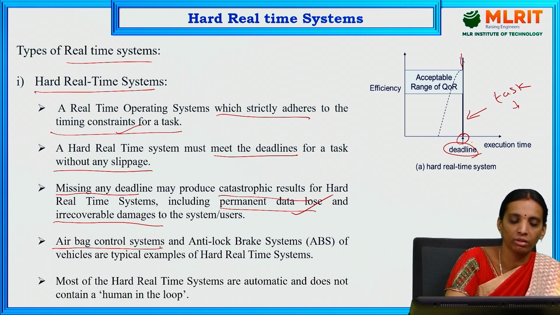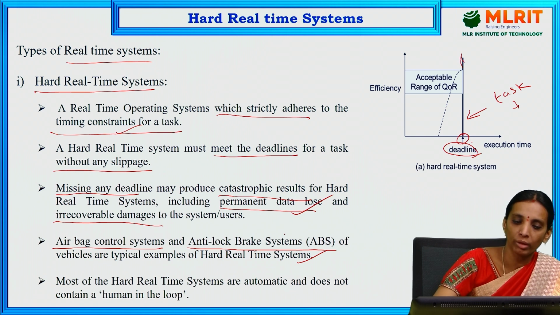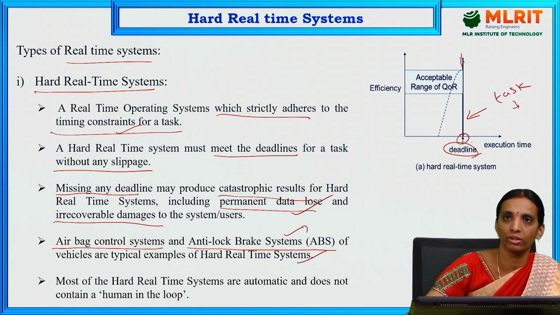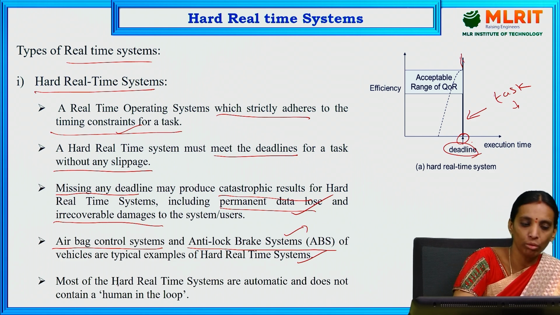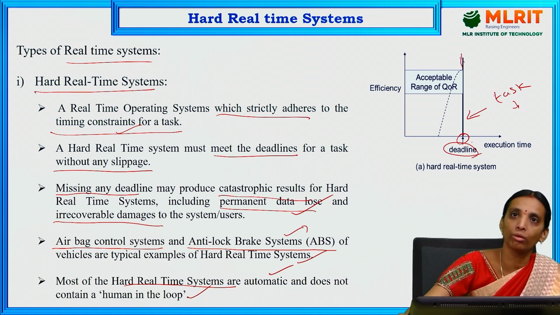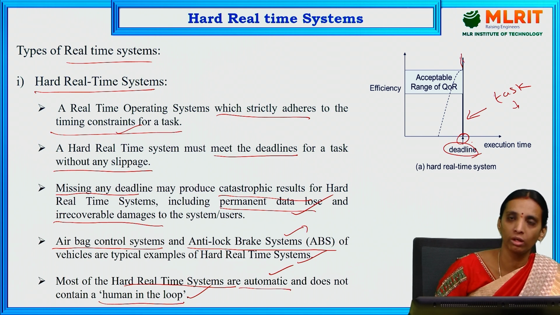The airbag control system and the anti-lock brake system of vehicles are examples of hard real-time systems. If the brake is not applied at the correct time, accidents may occur on the road or rail. Therefore, the anti-lock brake system is a best example for hard real-time systems. The brake should be applied at that precise time only. Most hard real-time systems are automatic and do not contain a human in the loop, because they should perfectly perform the task within the deadline.